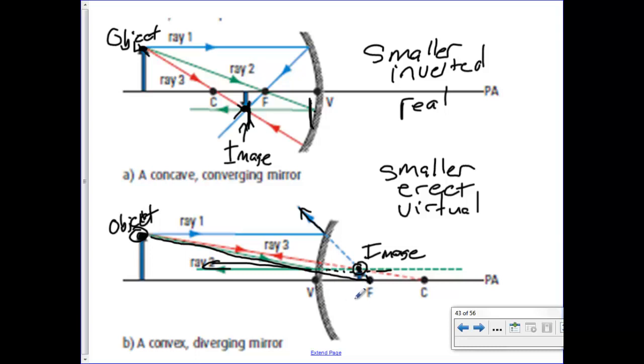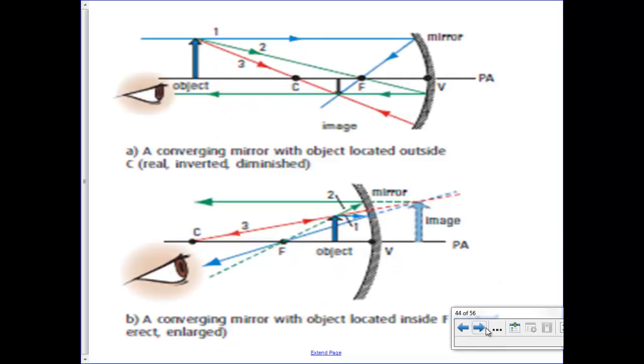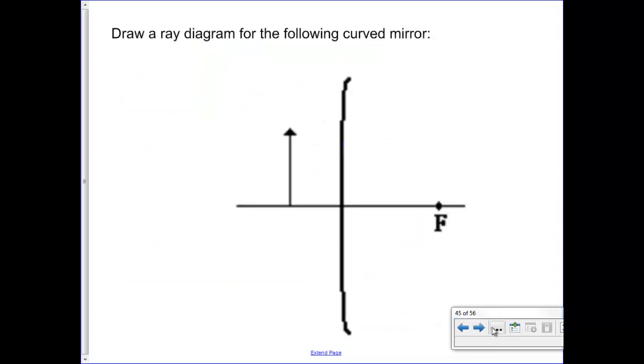Can you be upside down and convex? I don't think so. That's not one of the possibilities. You can be upside down in a concave, though. I got more diagrams here, but why don't we do an example ourselves?